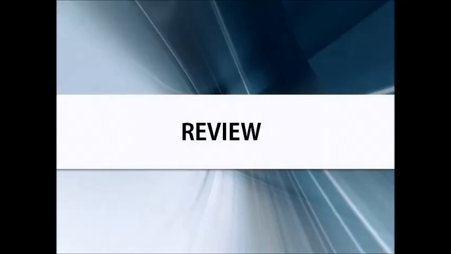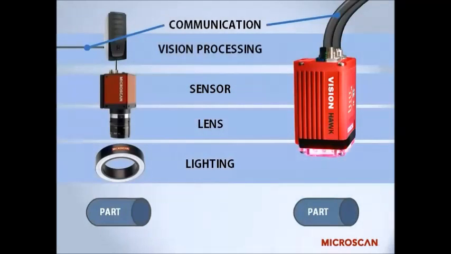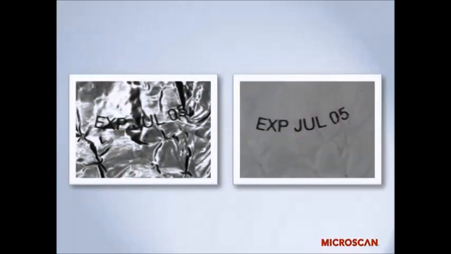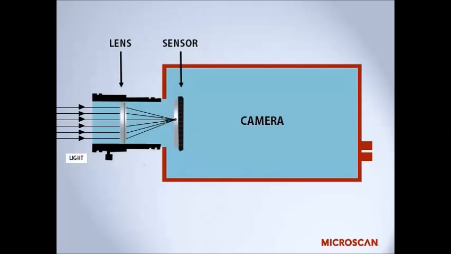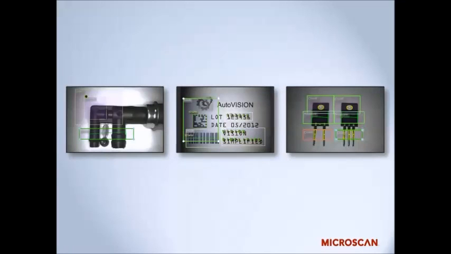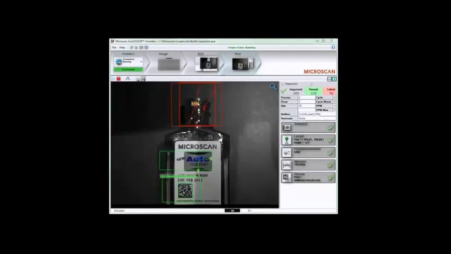So let's review. Machine vision systems may be integrated, such as a smart camera, or they may contain multiple components, such as a gigabit Ethernet camera solution. The 5 key components are the lighting, lens, sensor, vision processing, and communication. Lighting is critical to the success of a machine vision application and should make the features you're going to inspect stand out. The lens captures the image and delivers it to the sensor in the form of light. The sensor converts the light into a digital image. The processor uses software algorithms to extract useful data from the image and determine the results of the inspection. These results are then communicated in a useful manner.